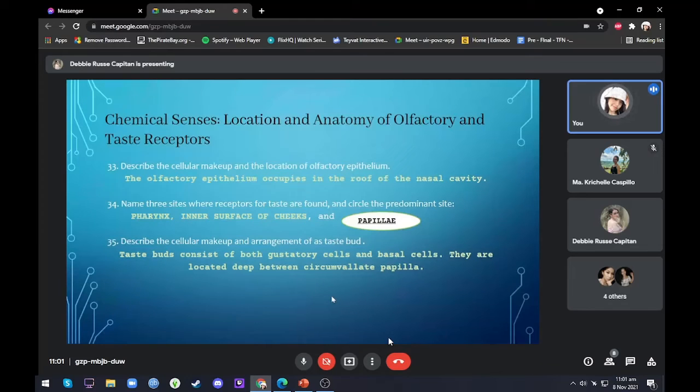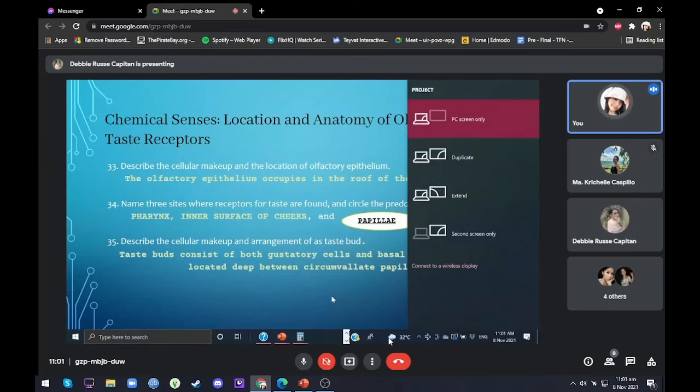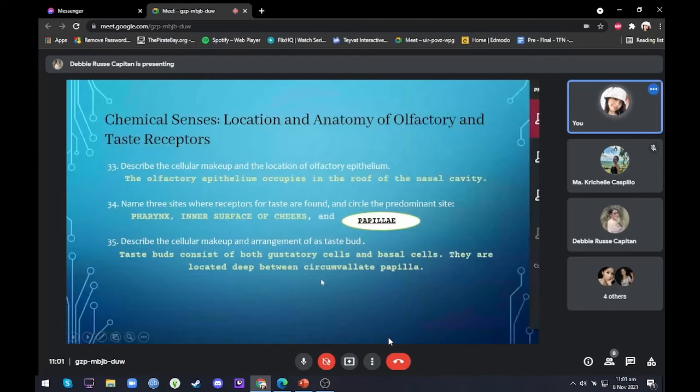So number 33, describe the cellular makeup and the location of olfactory epithelium. The olfactory epithelium occupies the roof of the nasal cavity. Number 34, name 3 sites where receptors for taste are found and circle the predominant site. So we can see the pharynx, the inner surface of cheeks, and the papillae. And the predominant site is the papillae.